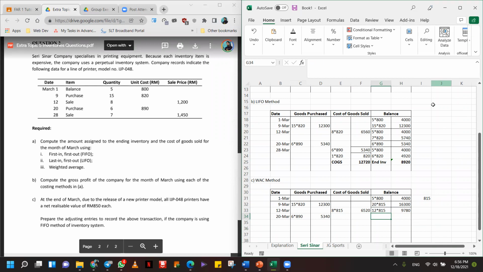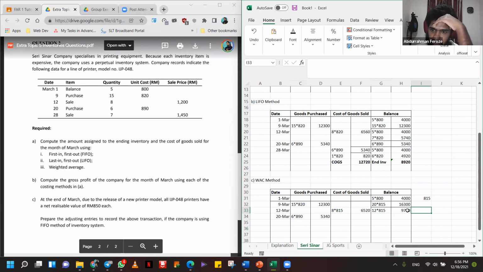Divide the amount by the quantity. Okay, so what is the total amount? What is the total cost? 9,780. That's only for these 12. What about these 6? So it needs to be 9,780 plus 5,340. This is the total cost, divided by 12 plus 6. 12 because there were 12 printers, and we bought 6 more printers. So divided by 18. This is the average cost for the whole 18 remaining printers we have in stock.